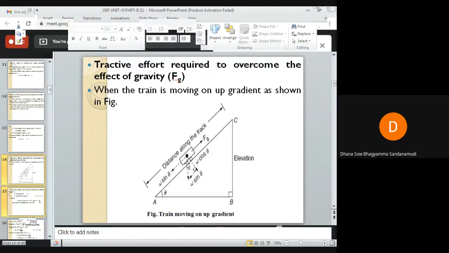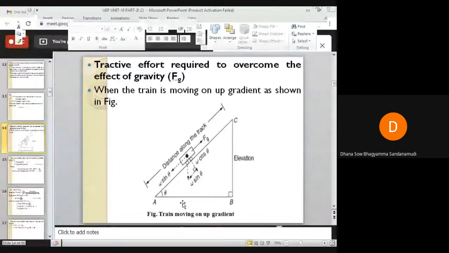Sine theta is BC by AC, where theta is the angle. BC is the elevation and AC is the distance along the train. So elevation by distance along the train will give you sine theta. Therefore, sine theta is the gradient.